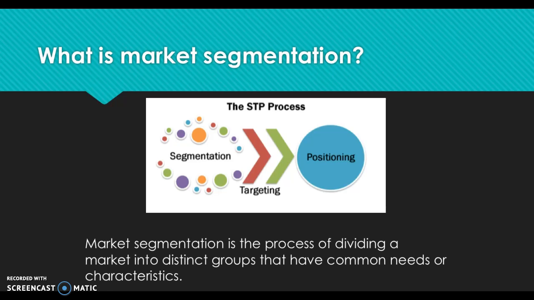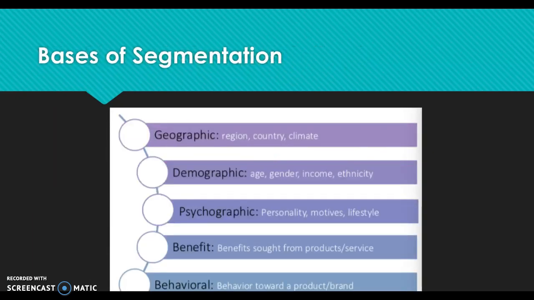So what is market segmentation? Market segmentation is the process of dividing a market into distinct groups that have common needs or characteristics. So this can also be referred to as the STP process, which stands for segmentation, targeting, and positioning. So the five bases of segmentation are geographic, demographic, psychographic, benefit, and behavioral.